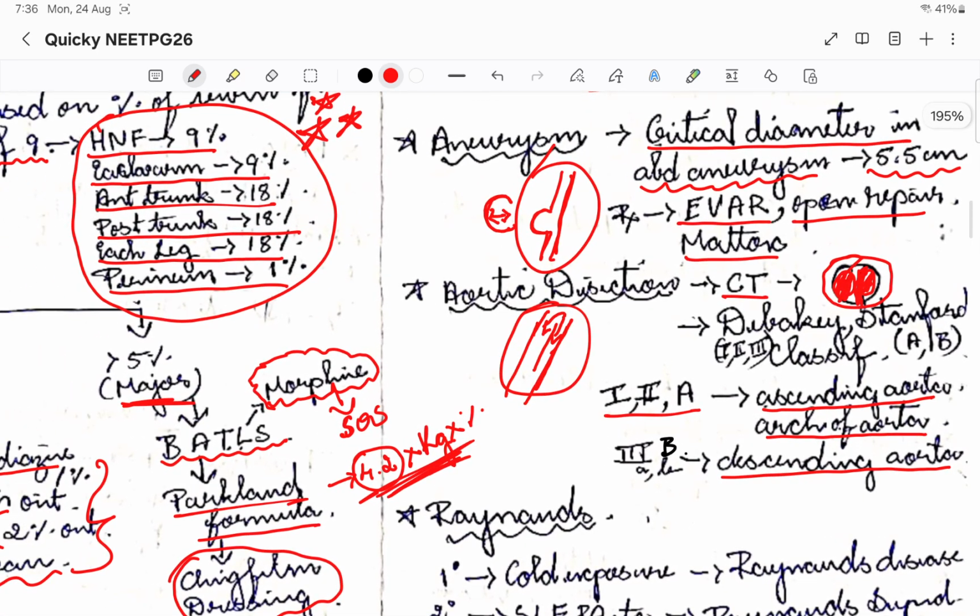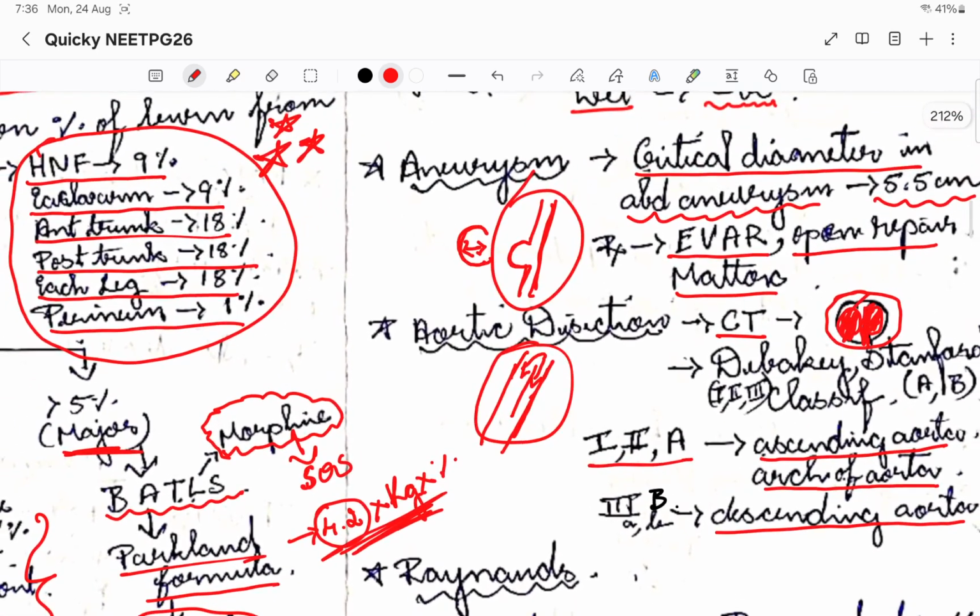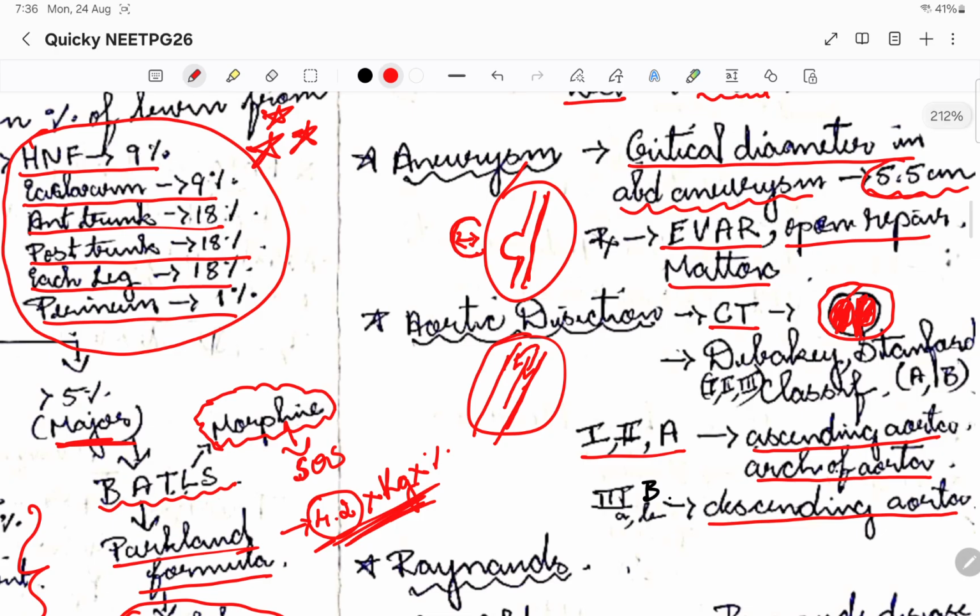And so the management of the aneurysm is very important, that is critical diameter of 5.5 centimeter is where we decide whether the patient needs management or not.